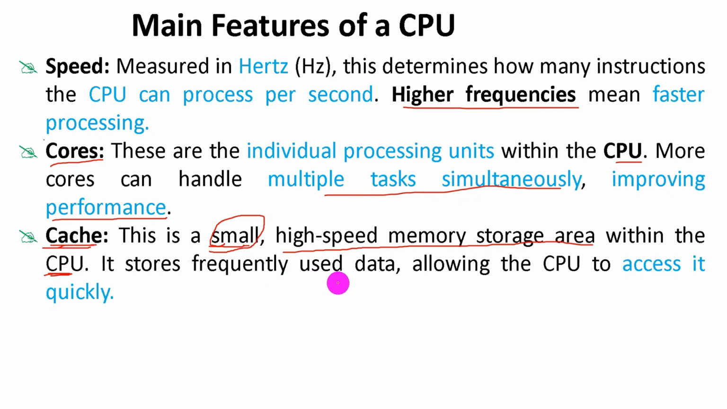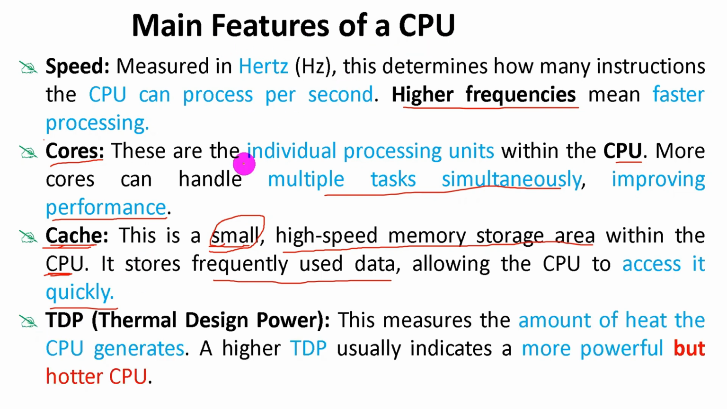It stores frequently used data, allowing the CPU to access it quickly. If you want to use some data frequently, in order to access it quickly without any time delay, we store that data in cache memory. Cache memory is found between the primary memory or RAM and a register.